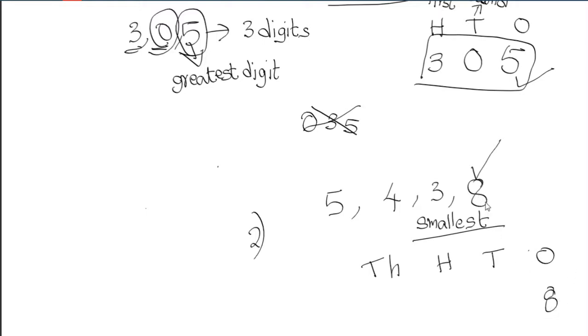Okay children, which number is smaller than 8? All 3 are smaller, but the next smaller than 8 is 5. So 5 in tens place. Next smaller, 4 and 3, which one? 4. So 4 in hundreds place. And the smallest digit among all, you have to write in the highest place, that is 3. So what is this number? 3458.